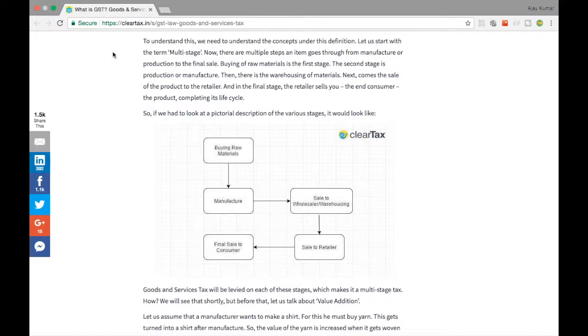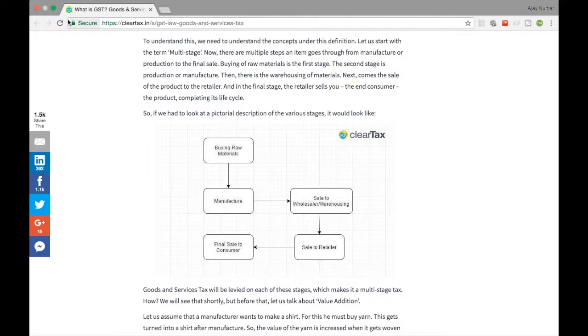Basically, if you consider a product, before the product is created, the manufacturer buys the raw materials, then he manufactures it, then he moves it to a warehouse. From the warehouse he moves it to a retailer. From the retailer it goes to a customer. That is how it happens, right? A typical product reaches a customer in this particular life cycle.